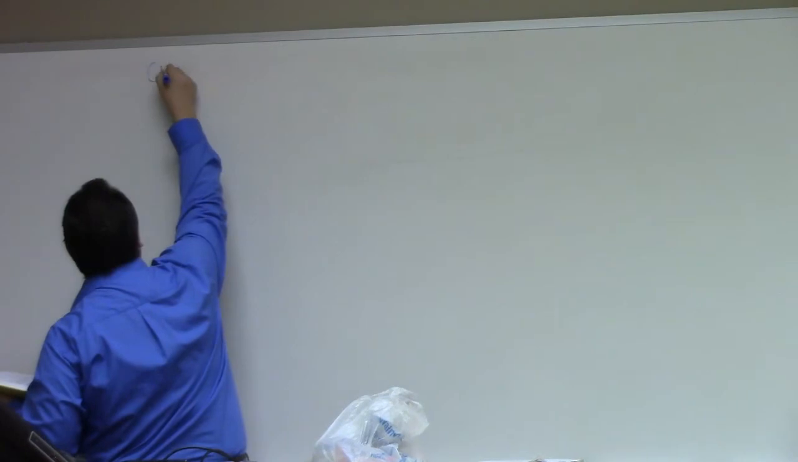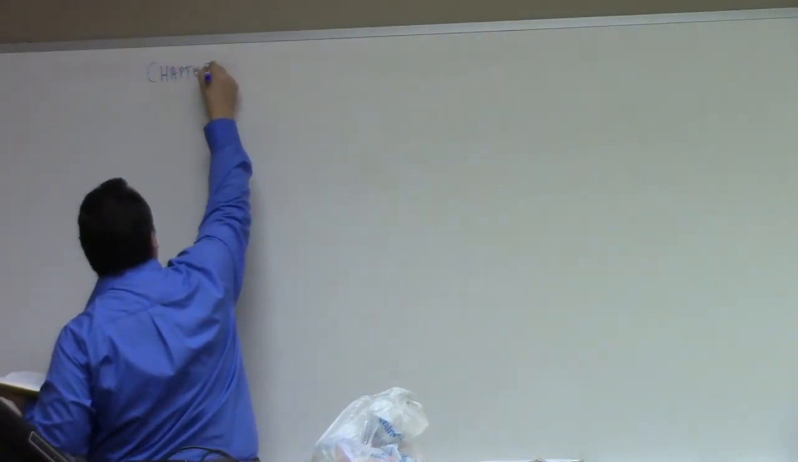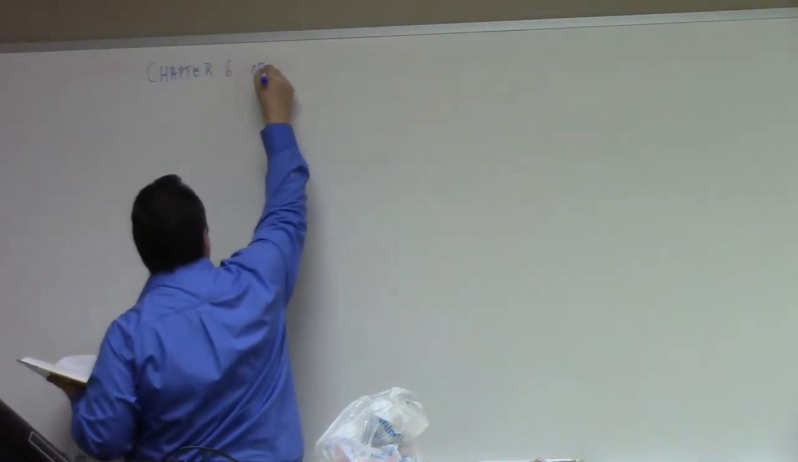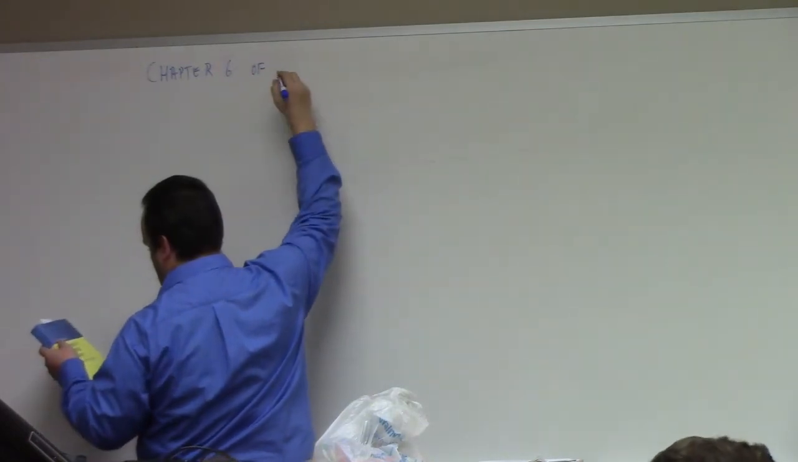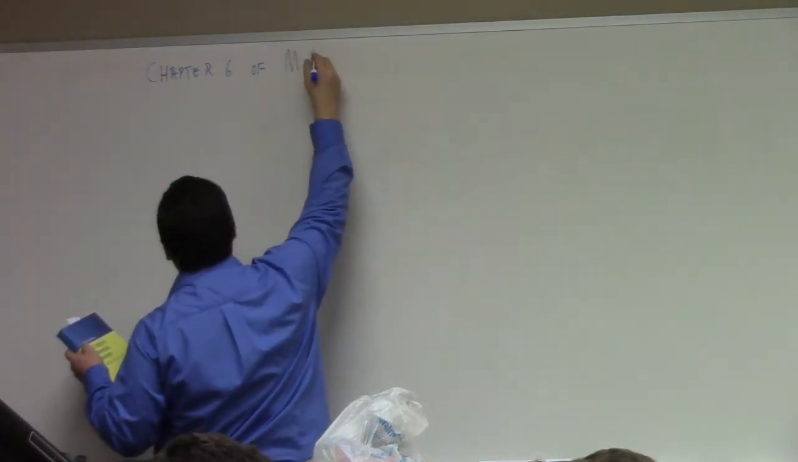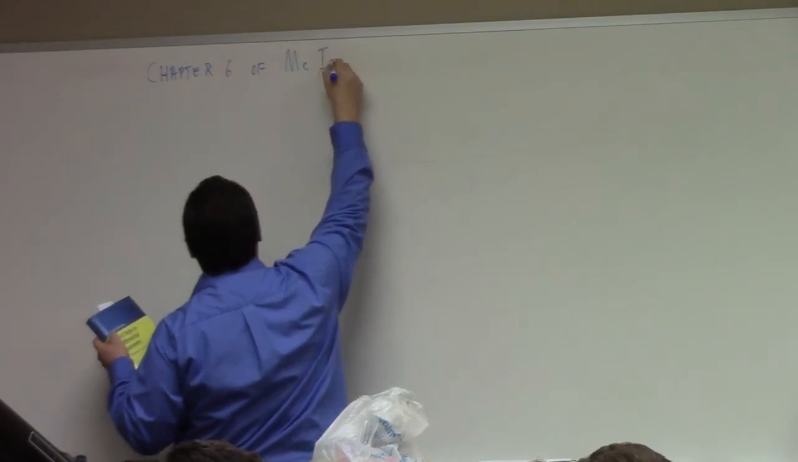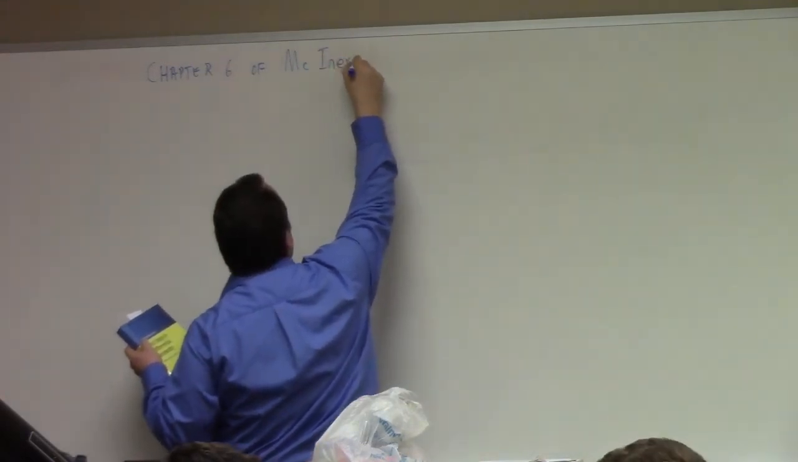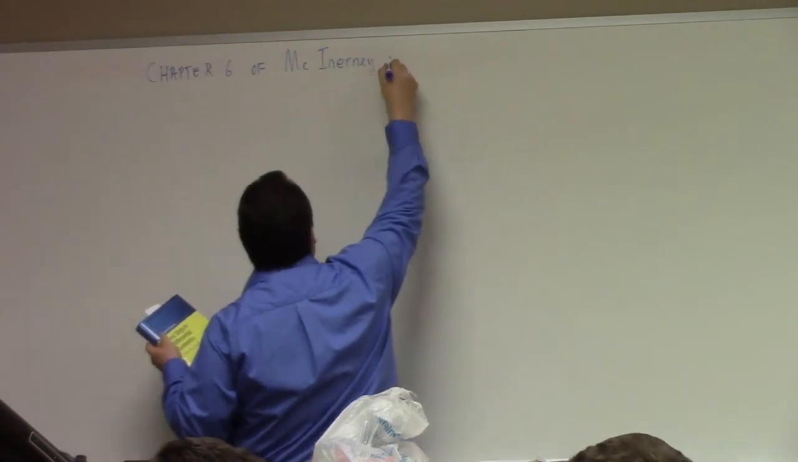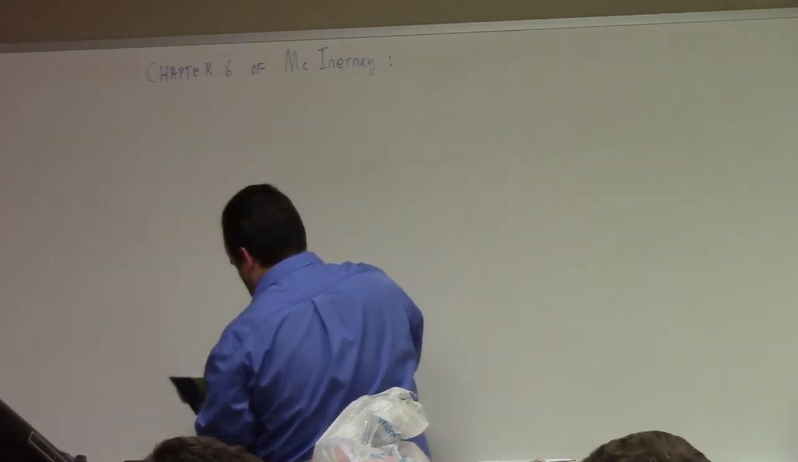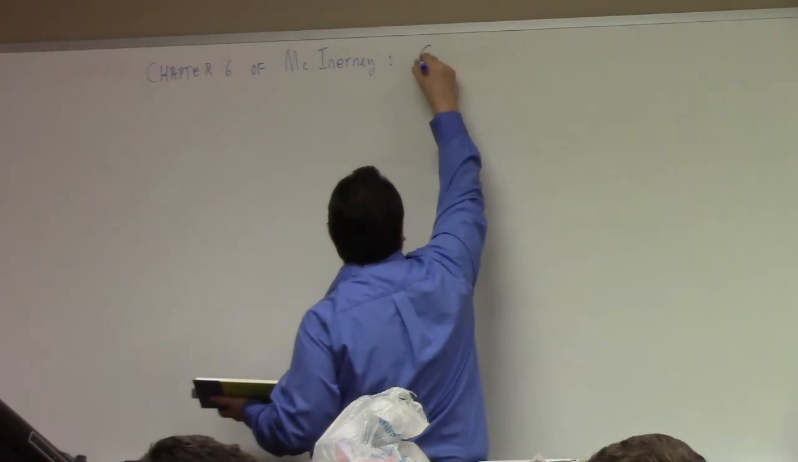So we have now entered chapter 6 of McInerney. And the title of this chapter, of course, is what? Contact geometry.